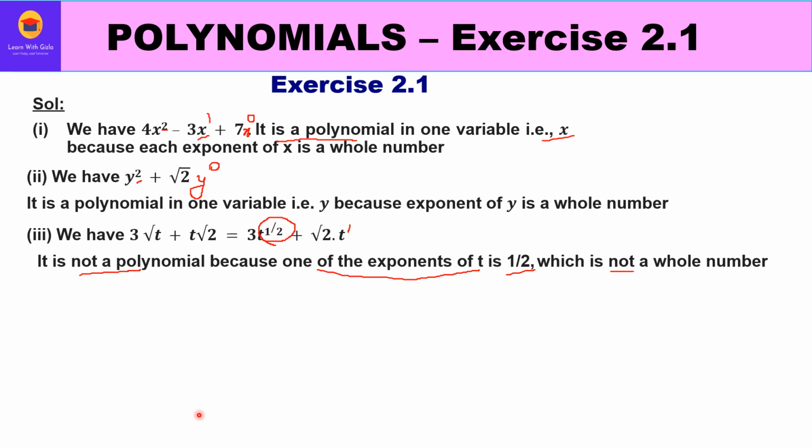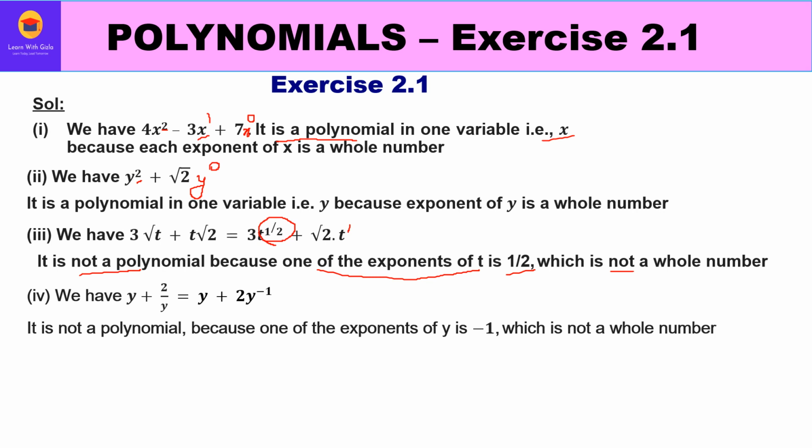Now let us take up the next one, the fourth part, y plus 2 by y, which can be written as y plus 2 into y raised to power minus 1, right? The y is in the denominator. When you take it into the numerator, you reciprocate it and the power becomes negative, right? Now it is a negative integer, which is not a whole number. So it is not a polynomial.